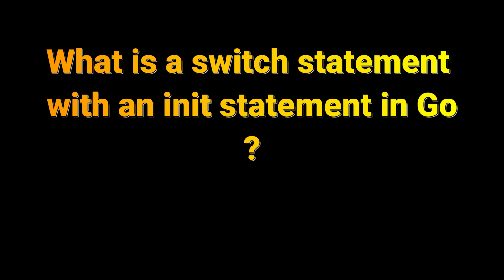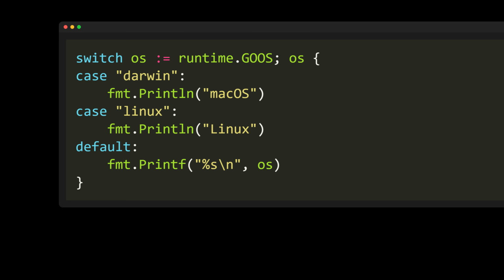Question: what is a switch statement with an init statement in Go? In Go, you can have a switch statement with an init statement. This means you can declare a variable right before the condition. In the example, the code gets the operating system name and stores it in a variable called OS. Then the switch checks the value of OS. If it's Darwin, it prints Mac OS. If it's Linux, it prints Linux. If it's something else, it prints the operating system name.